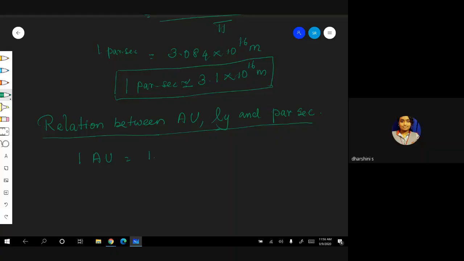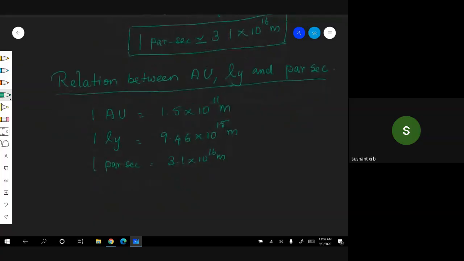Approximately 1.496, or 1.5 into 10 power 11 meter. Okay. 1 light year is 9.46 into 10 to the power 15 meter. Okay. 1 parsec is 3.1 into 10 to the power 16 meter. Very good.